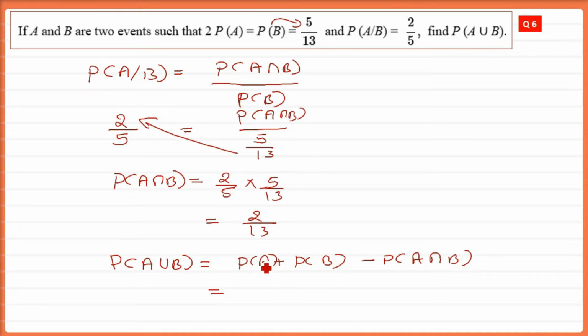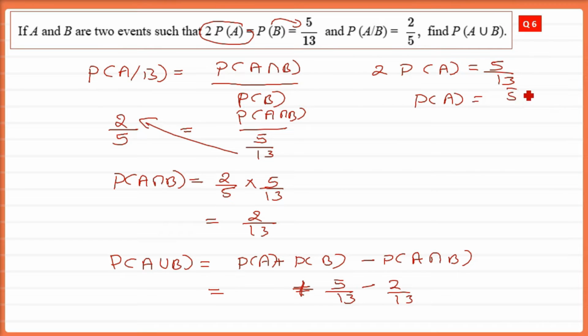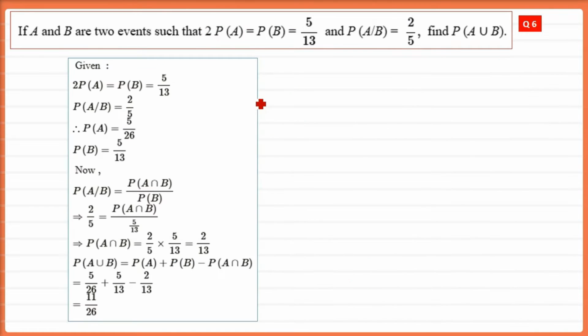Now let's put all these values. P(A) can be computed now, but P(B) is given directly. So P(B) is 5 by 13. P(A intersection B) is also known, so let's write it here, 2 by 13. Now as I was suggesting, this is the double equality, so twice of P(A) is equal to 5 by 13. That is, twice of probability A is already given as 5 by 13. So the probability of A can be computed: just bring 2 in the denominator, it will be 13 into 2, which is 5 by 26. Now we can write it here, 5 by 26. So this can be computed. It's a simple computation. It will come as 11 by 26. Now this is how it needs to be done.